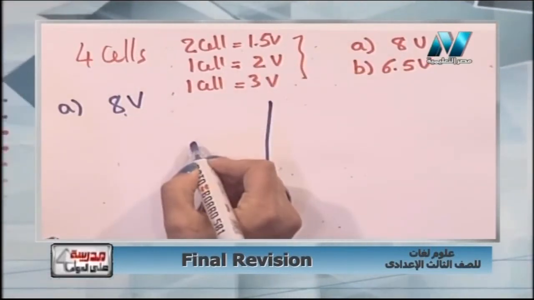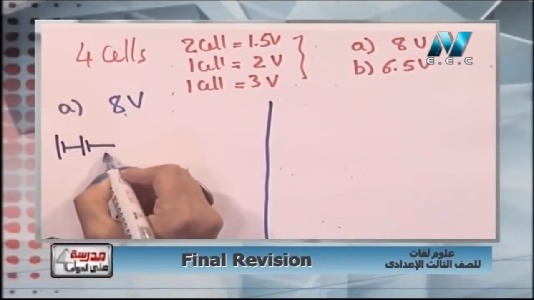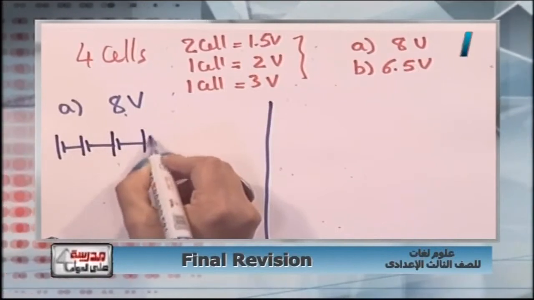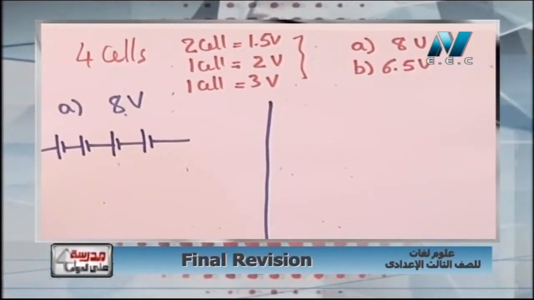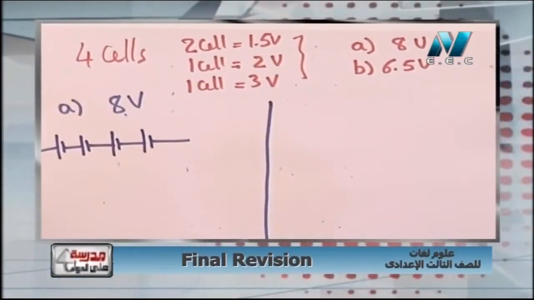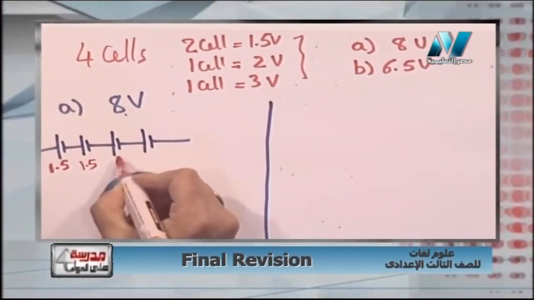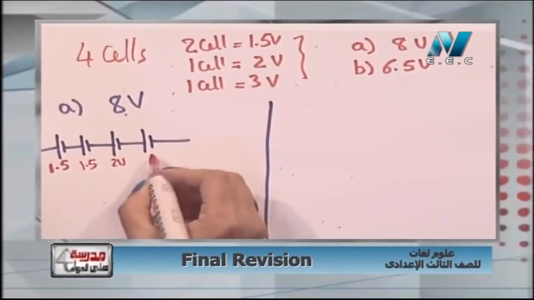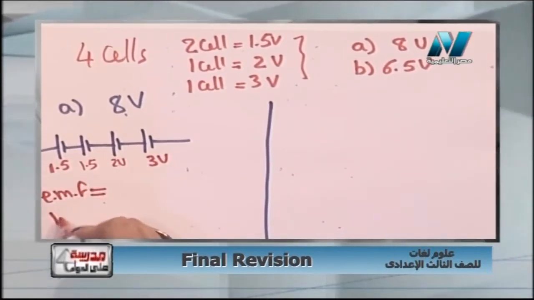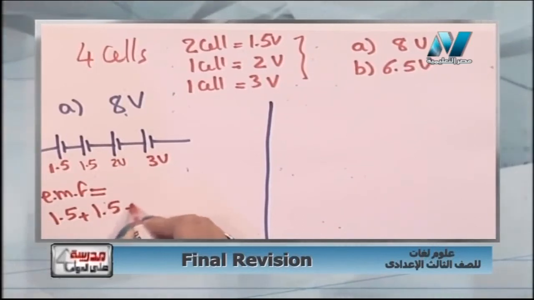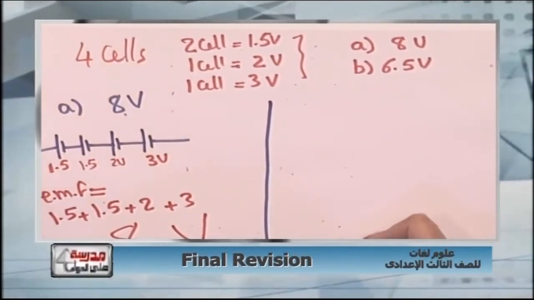So we are going to connect in series. Okay, this is the first one, and this is the second one, and number 4 and number 5. Is this the answer? No, it's not the answer. You have to write the number of volts over each one of them. This is 1.5 and this is 1.5. The third one, as he told me, 2 volt, and the fourth one 3 volt. So the EMF will be equal 1.5 plus 1.5 plus 2 plus 3 equal 8 volt. This is the answer of number A.